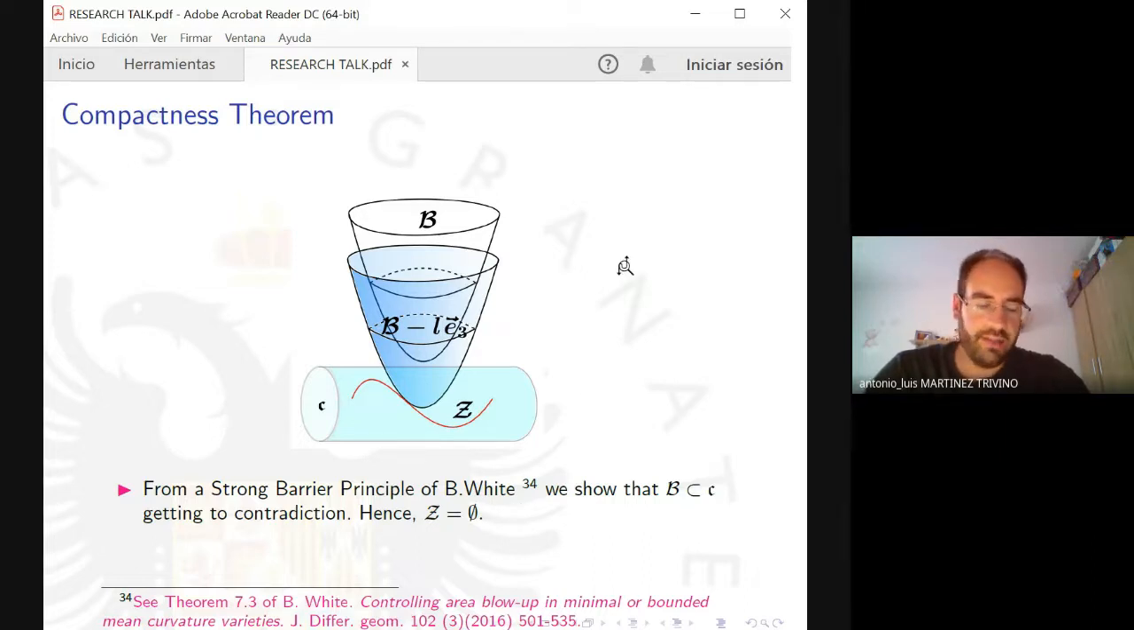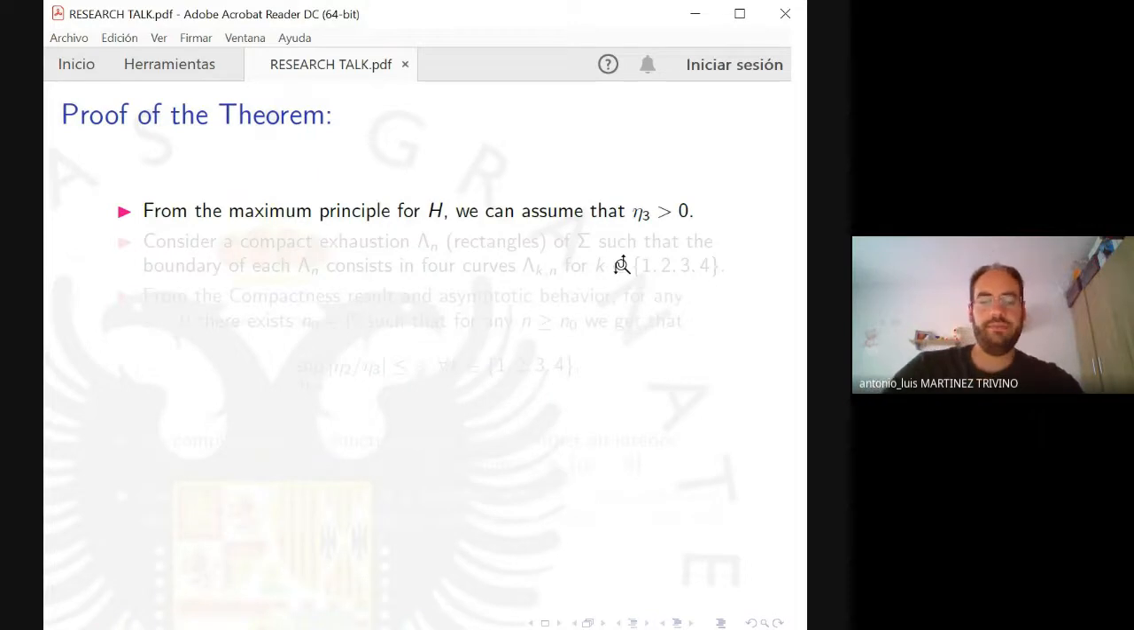So we can apply the compactness result of Brian White to guarantee the existence of the limit. Finally, we finish this talk proving the uniqueness of the phi3 catenary cylinder by their asymptotic behavior.